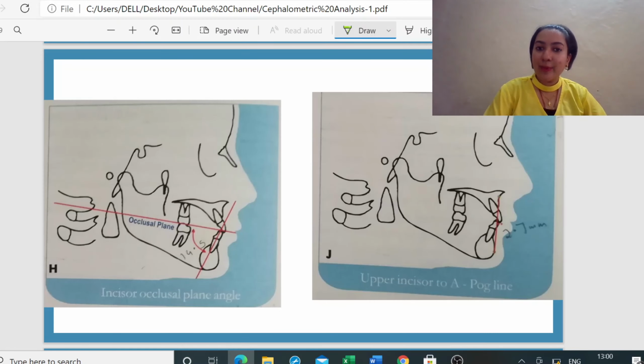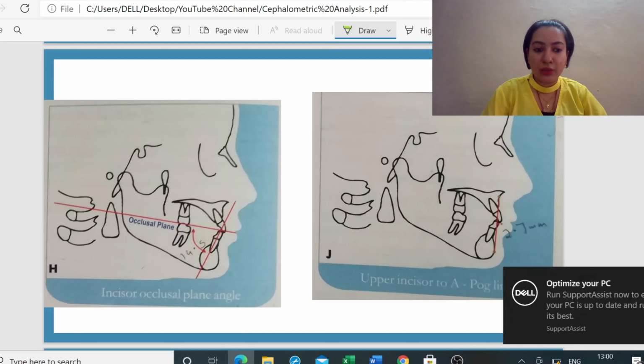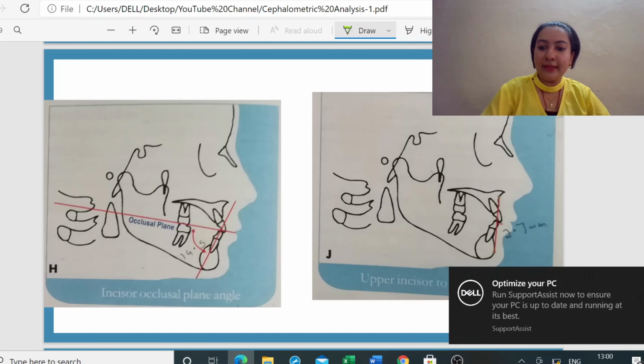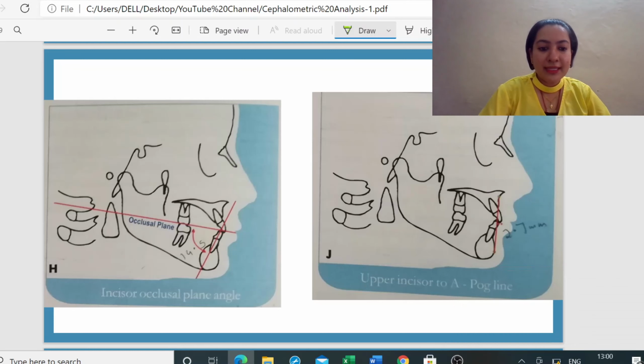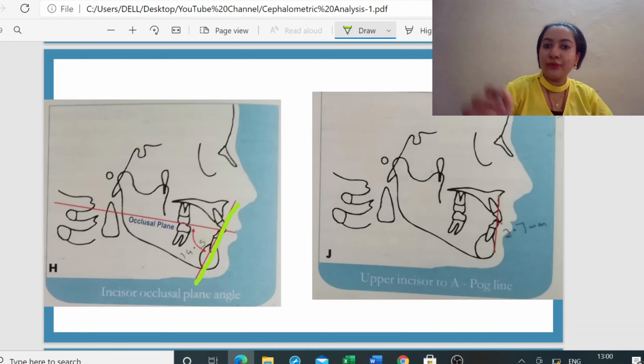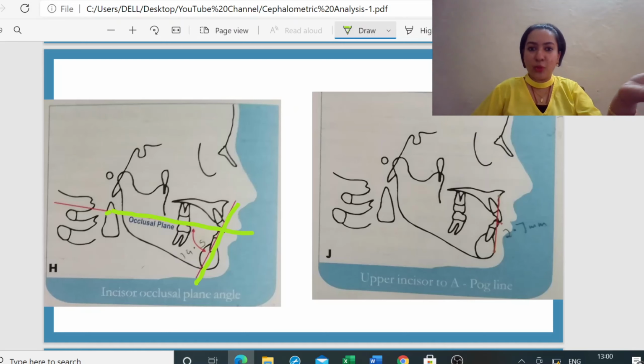Okay, so the next parameter given by Downs is your incisor occlusal plane angle. It is formed when you draw a straight line along the axis of the lower incisor, which intersects with the occlusal plane. Occlusal plane is formed by touching the buccal cusp of posteriors and incisal edge of anterior teeth. So that is how you get your occlusal plane.